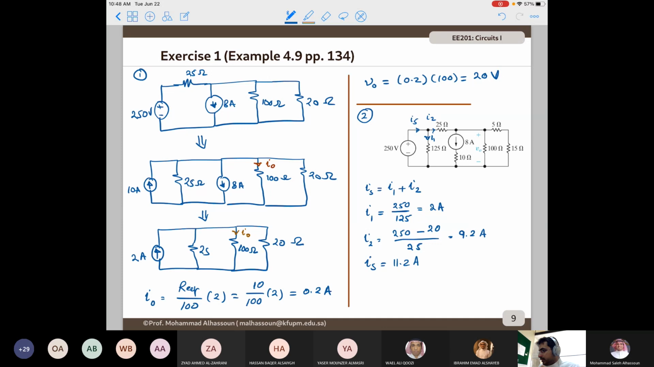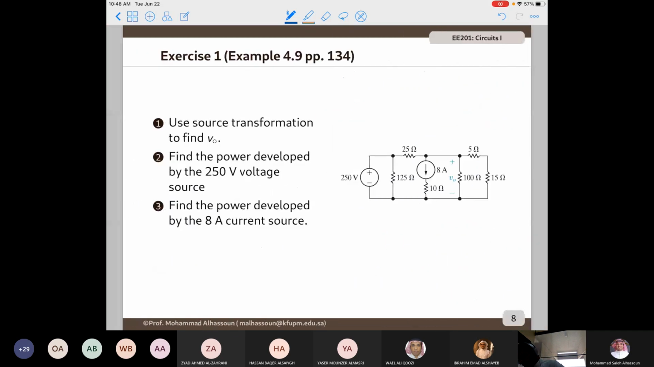So now we know the current, so we can easily find the power. So what's the power? In this case the voltage is 250 volts. So using the passive sign convention, it's going to be 11.2 multiplied by 250, and this is going to give me minus 2800 watts. Okay, very good. So now we want to find the power developed by the 8 ampere current source.